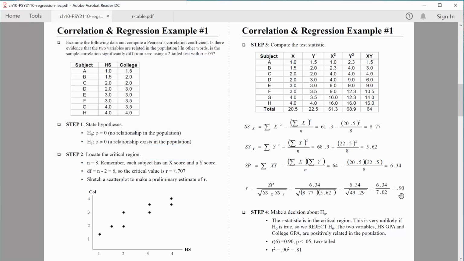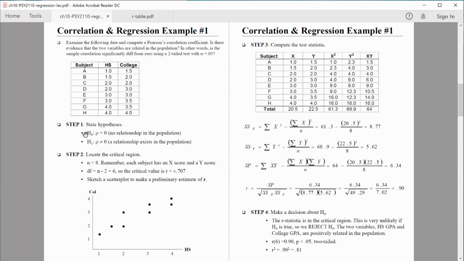Let's go ahead now and make a decision about the null hypothesis. Do we have enough evidence to reject the null hypothesis? Let's first figure out if our obtained R value is within the critical region. Critical regions start off at 0.707 on the positive and the negative side. We found an obtained R value of 0.90, so we are clearly inside the critical region. Of course, we call that critical region a rejection zone. So our first question is, are we inside the rejection zone? Yes, we are. All of the follow-up questions should have that same response, yes.